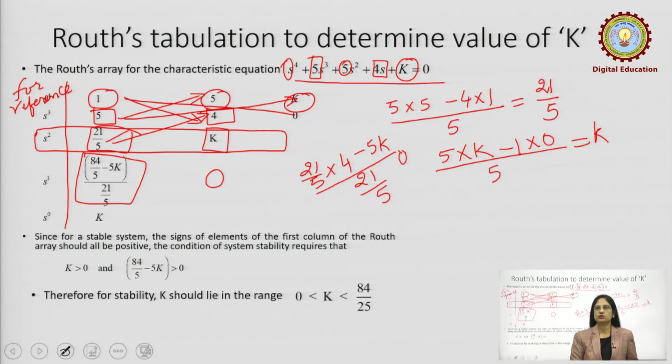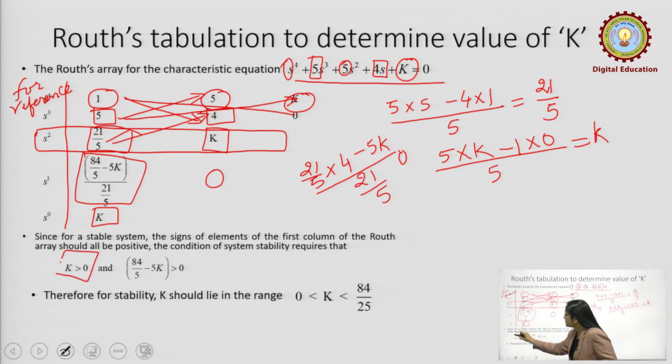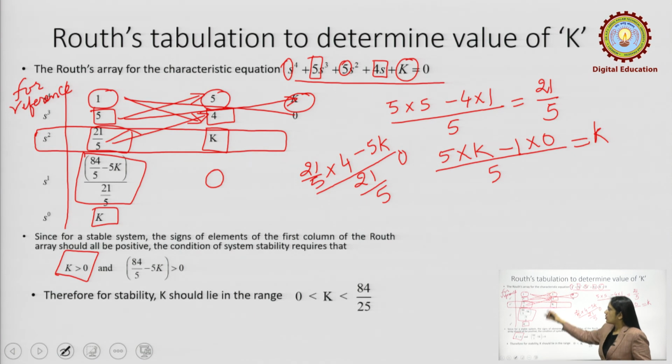So, for all the elements to have positive sign, it is required that the first element in the fifth row, which is k, be positive, so its value should be greater than 0. So, one condition we have obtained with respect to this k is that k should be greater than 0.